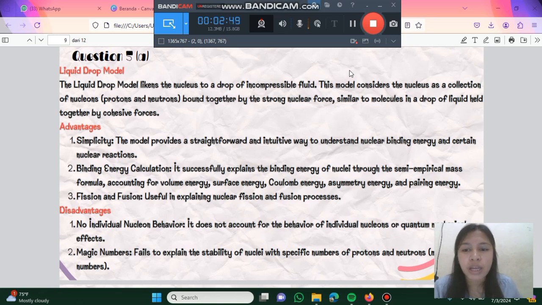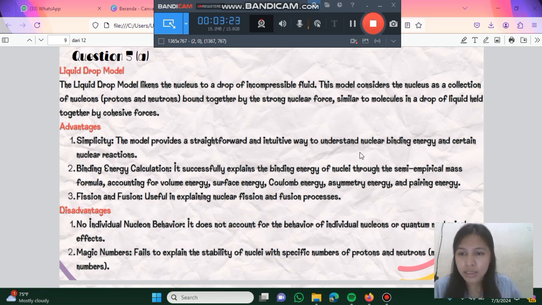Number 2 is binding energy calculation. It successfully explained the binding energy of nuclei through the semi-empirical mass formula, accounting for volume energy, surface energy, Coulomb energy, asymmetry energy, and pairing energy. And the last is fission and fusion. So this is useful in explaining nuclear fission and fusion processes.